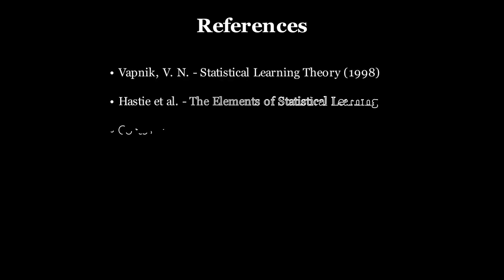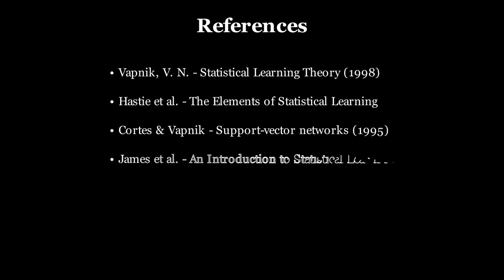References: Vapnik, V.N., Statistical Learning Theory, 1998. Hastie, Tibshirani, and Friedman, The Elements of Statistical Learning. Cortes and Vapnik, Support Vector Networks, Machine Learning Journal, 1995. James, Witten, Hastie, and Tibshirani, An Introduction to Statistical Learning.